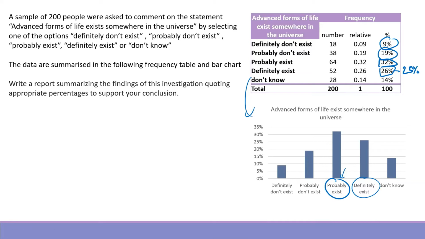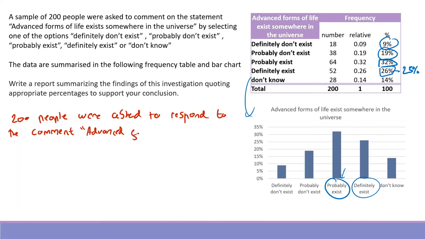So let's start writing. The first thing that we need to do is say who is being surveyed and about what. So how will I do that? Well, I'm going to start here. I'm going to do that in maroon because I did that in red last time. I'm going to write this: 200 people were asked to respond to the comment "advanced forms of life exist somewhere in the universe."